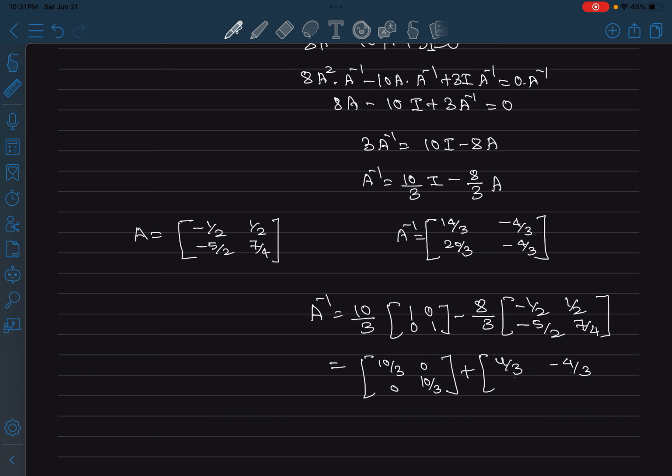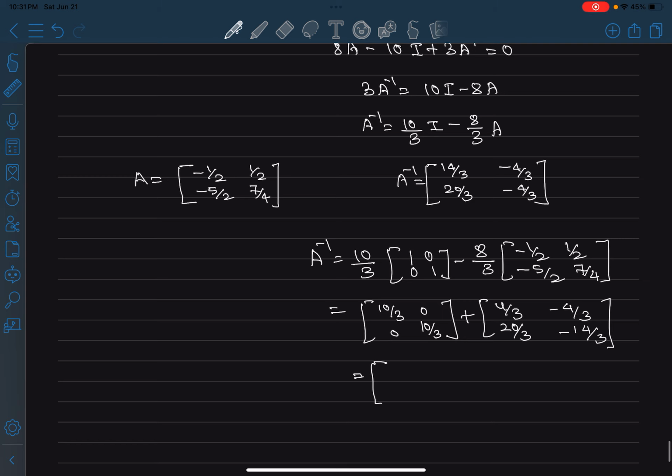And the next one is minus 14 over 3. Now if I add them, I will get 14 over 3, minus 4 over 3, 20 over 3, negative 4 over 3. So you see, I exactly got the inverse we were required to get. This is how the Cayley-Hamilton theorem is helpful to find the inverse.